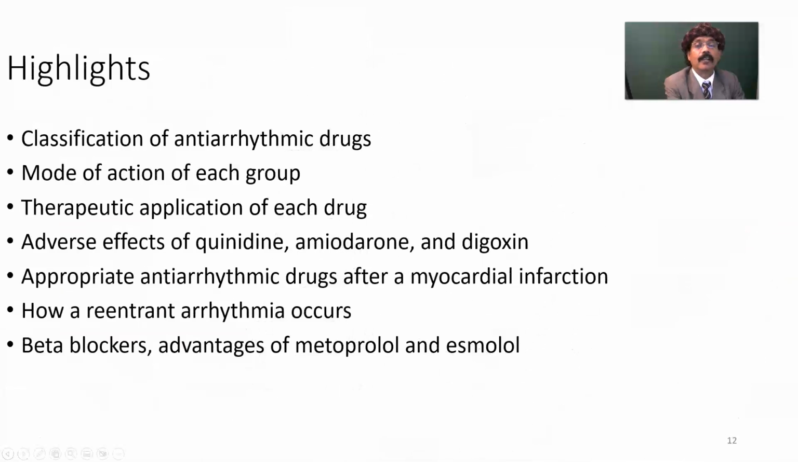Okay, highlights: classification of antiarrhythmic drugs, mode of action of each drug, therapeutic application of each drug, adverse effects of quinidine, amiodarone, and digoxin, the appropriate antiarrhythmic drug after a myocardial infarction, how a reentrant arrhythmia occurs, beta blockers, advantages of metoprolol and esmolol. Advantage: they are selective beta blockers, so they may not block the respiratory system. So it is good for a patient who also has asthma.